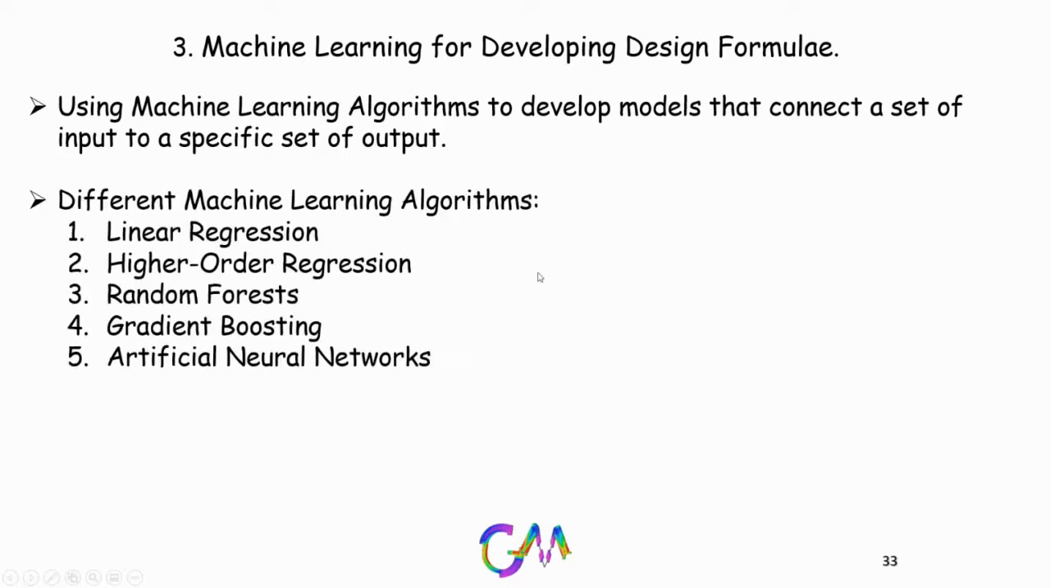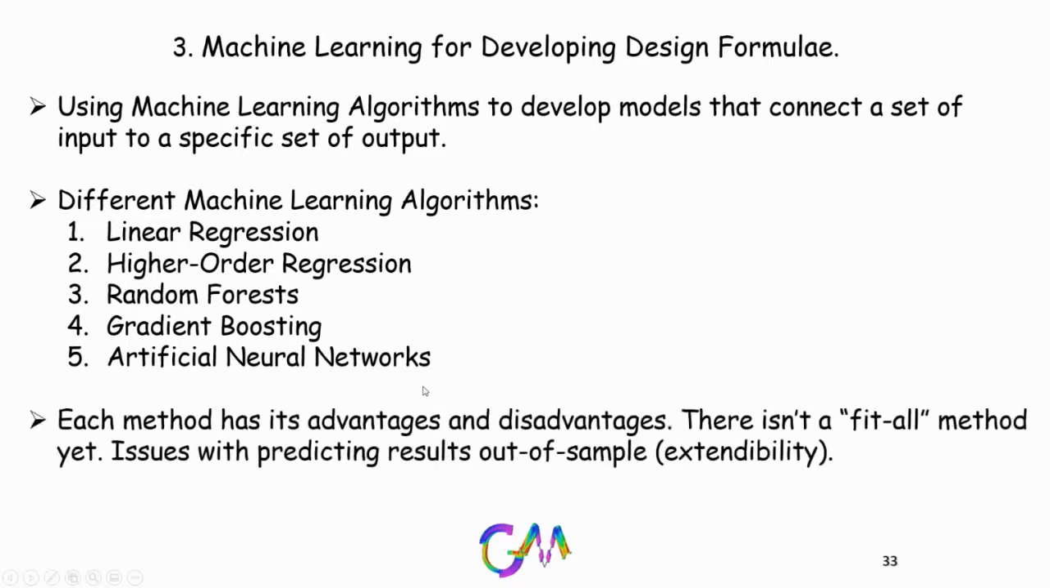Now, in this case, we have different machine learning algorithms. We have linear regression, higher order regression, random forest, gradient boosting, XGBoost, artificial neural networks, deep learning, and so on and so on. But each and every method has its own advantages, and we don't have a fit-all method. Like, give me any data set, I will use this method, and I will give you a model that will be very accurate, and it will fit the results, and it will also have extendability.